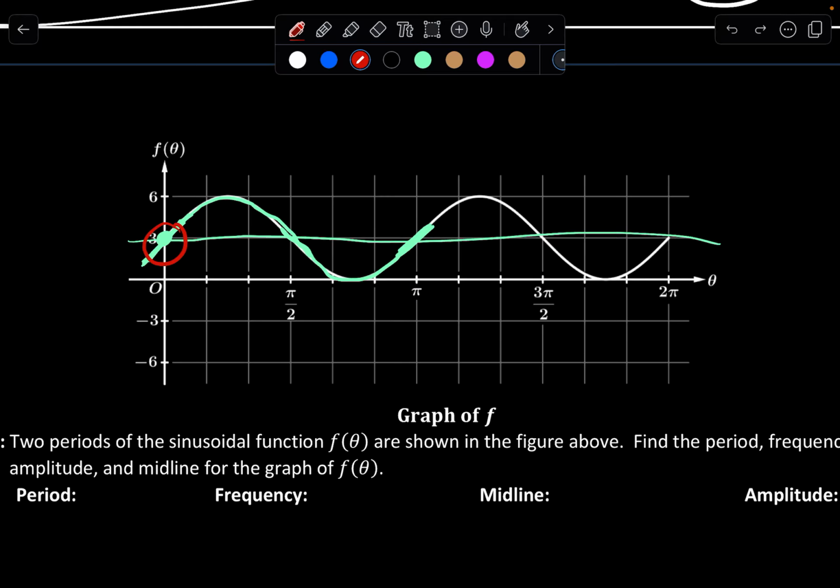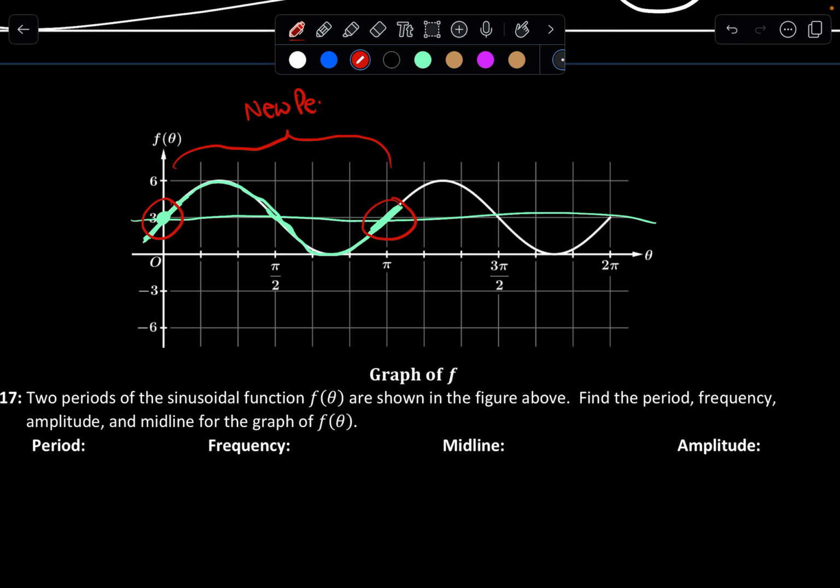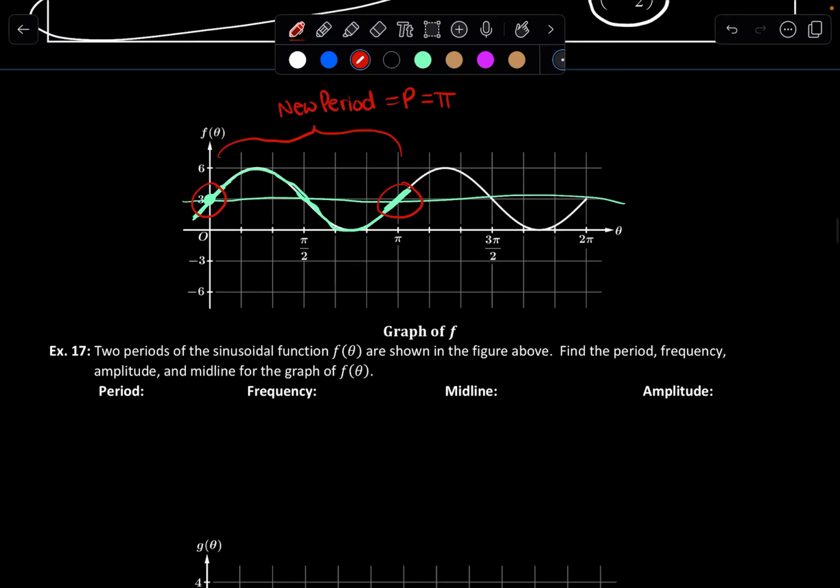Now you can also do this with your maximums if that's easier. I have a maximum here and I have a maximum here. Now this one's a little harder to see because it's not specifically labeled. So that's why it's better to use multiple ways in order to find an event that occurs again. So for this one, I can see that I have the event here and I have the event here. Therefore, the new period for this, you're going to see that written as capital P, which is equal to pi. So the new period for this particular sinusoidal curve will be pi.